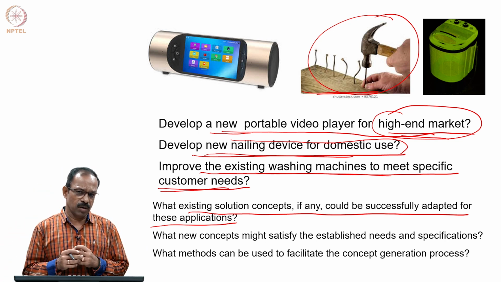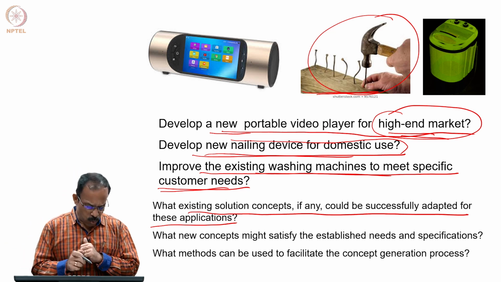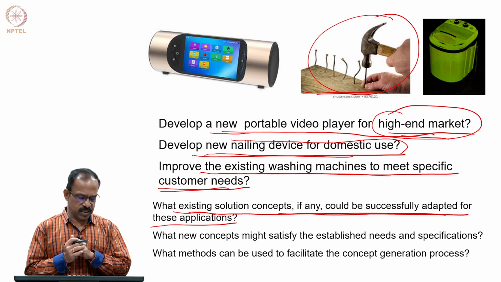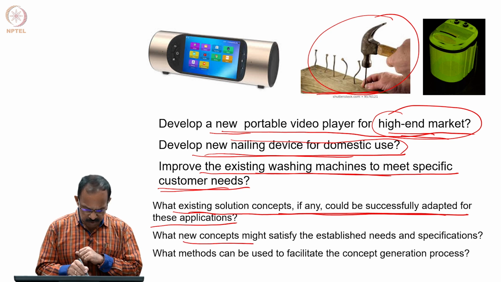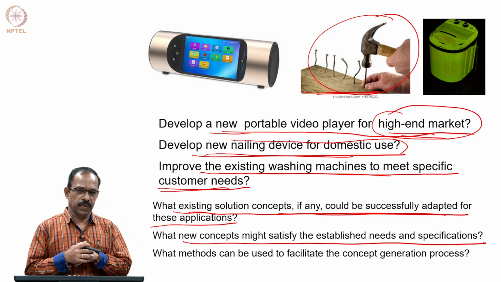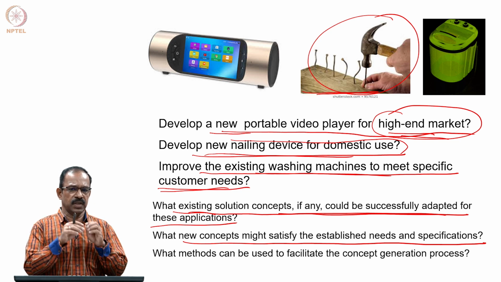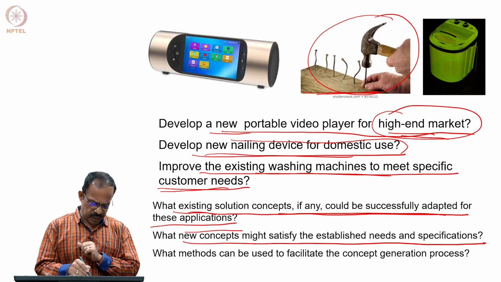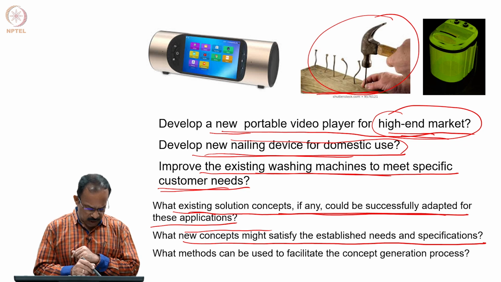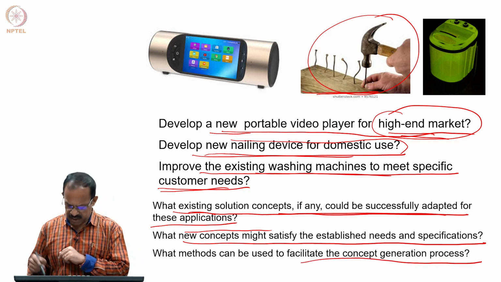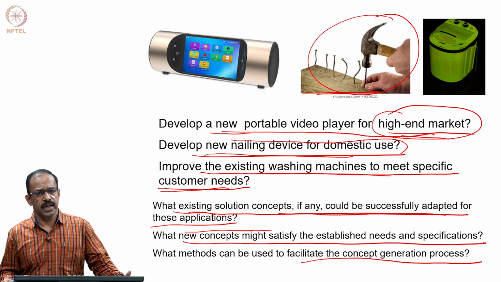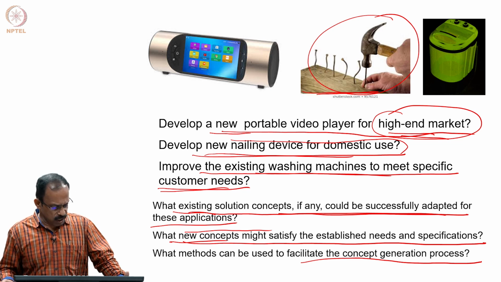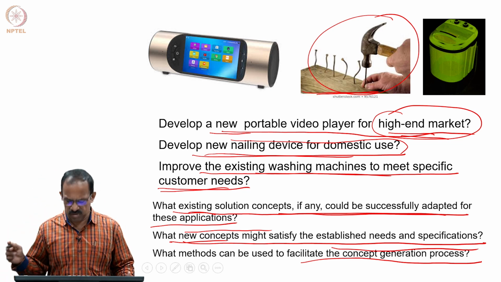So, before going for the concept development, you need to look at what existing solution concepts can be successfully adapted for your product. Similarly, what new concepts might satisfy the established needs and specifications. So, you have established some specific needs, and you identify or develop the specification. You have to see what kind of new concepts can satisfy that, and what methods can be used to facilitate the concept generation process. So, how can we actually do the concept generation? If you need to develop new concepts for the product, what methods can be used to facilitate the concept generation process?